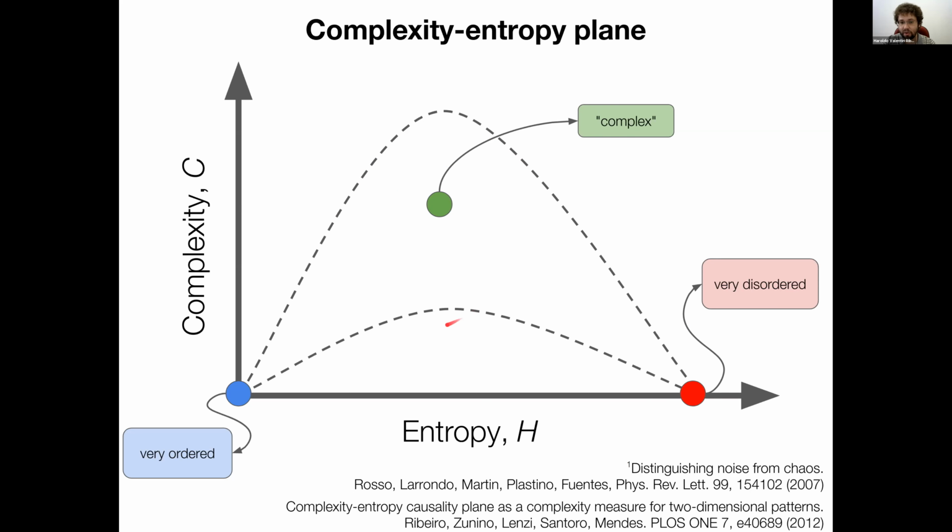And I need to say also that for a given value of entropy, there is a range of possible values for complexity, in the sense that the complexity is not a trivial function of the entropy. And this defines a region of possible values in the complexity entropy plane. That is more or less what I'm trying to show here by these dashed lines.